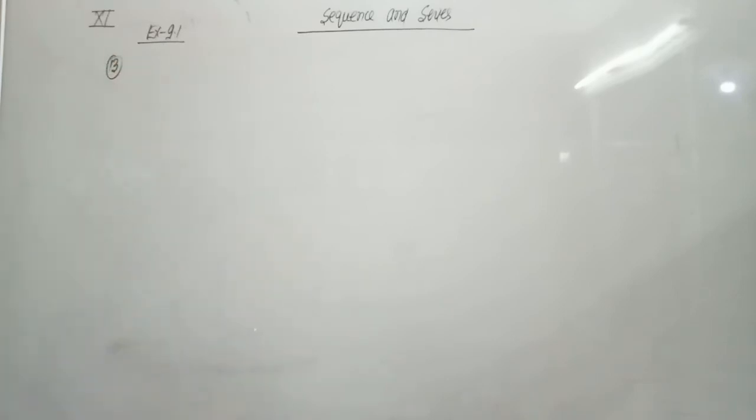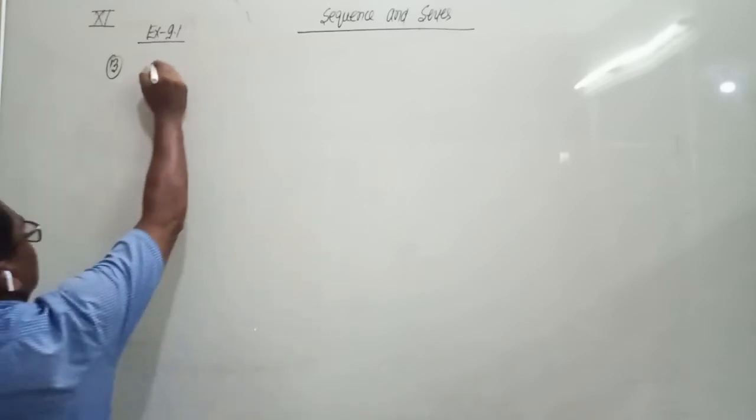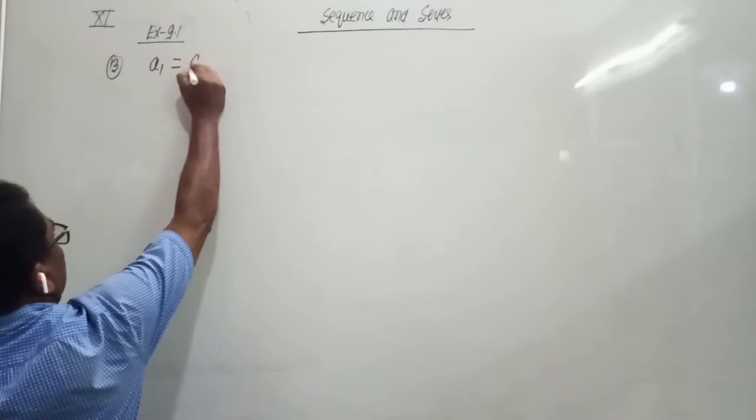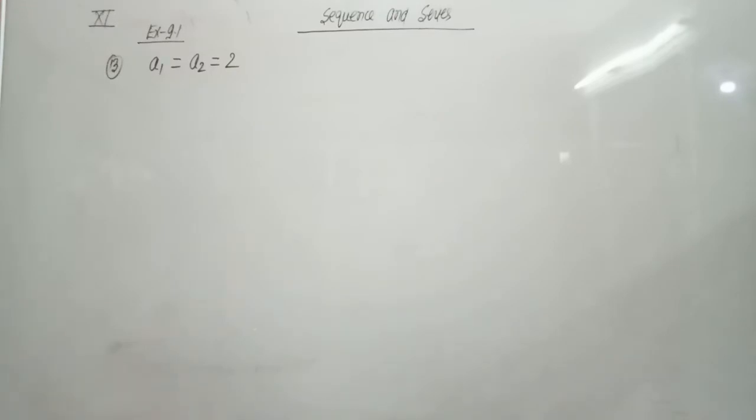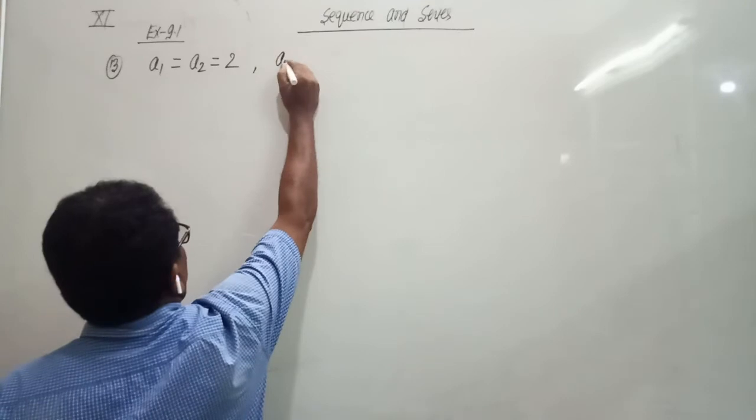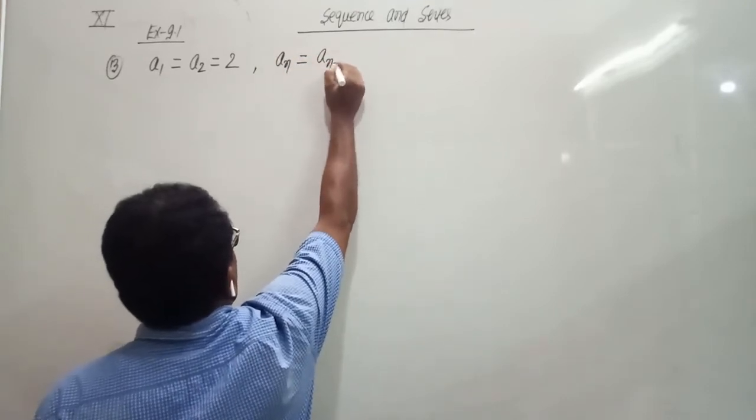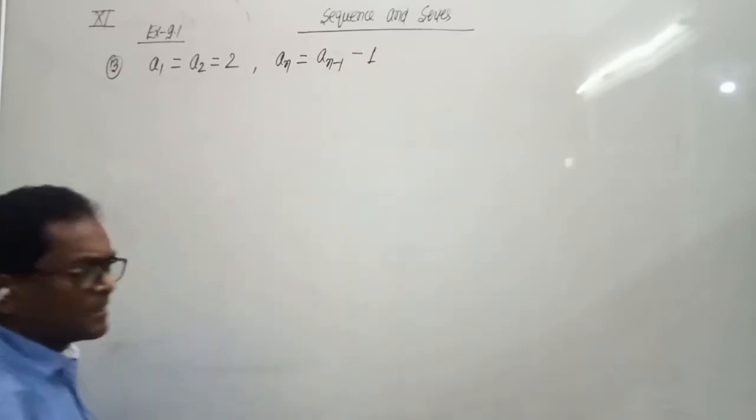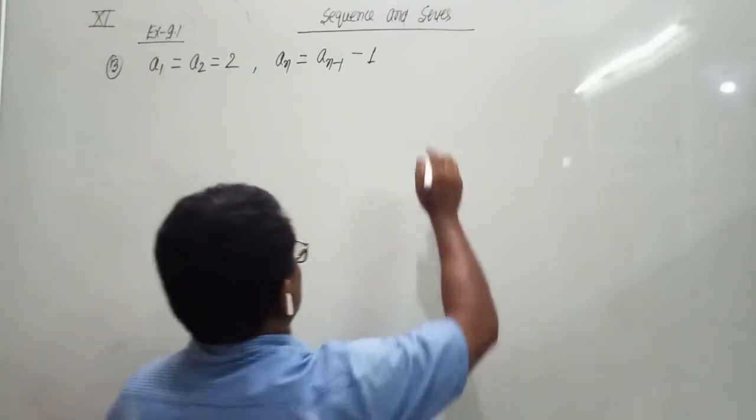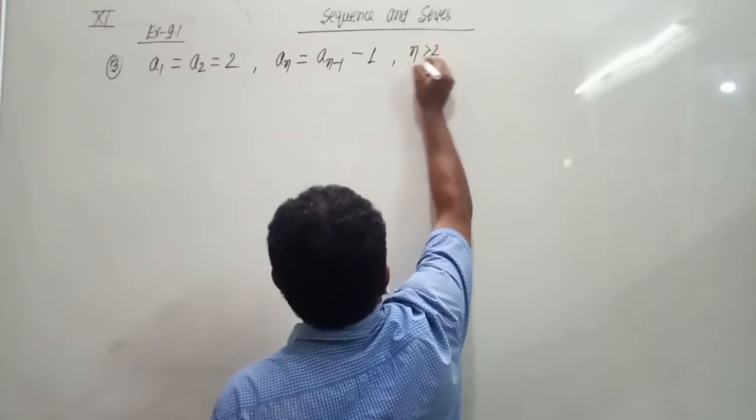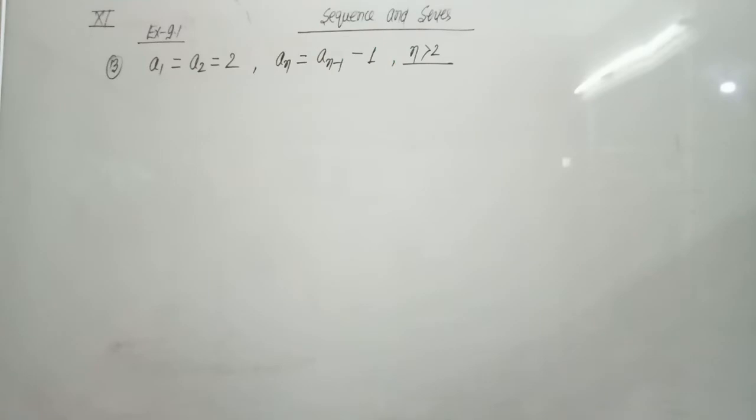We are given a1 equals a2 equals 2. The value of a1 is 2, the value of a2 is 2, and the nth term of the sequence is given by an equals a(n minus 1) minus 1, and the condition is given that n is greater than 2. We have to find the first 5 terms.